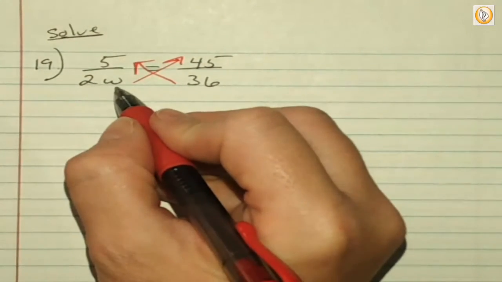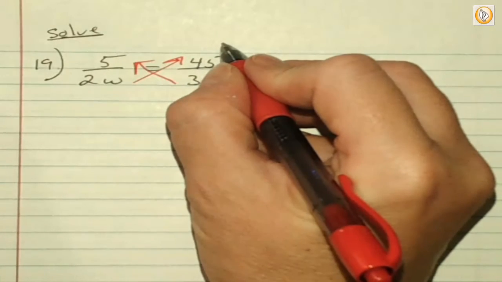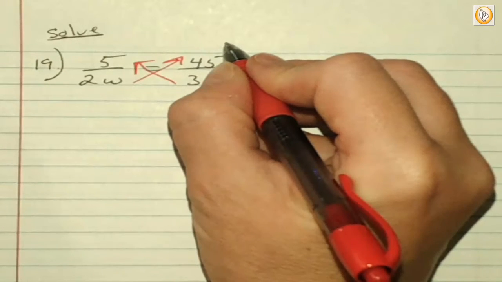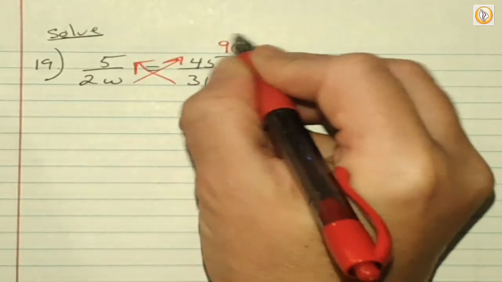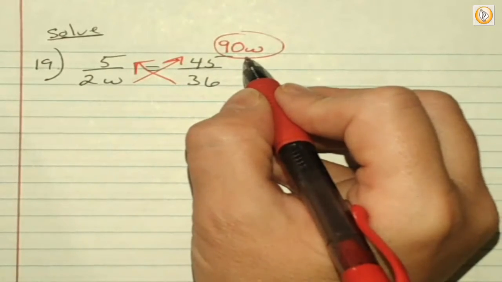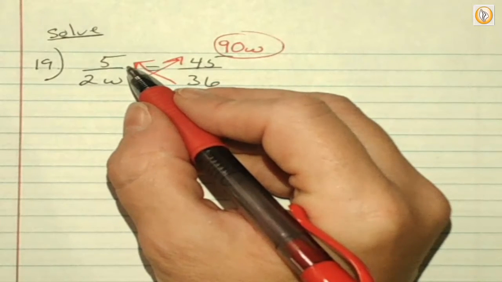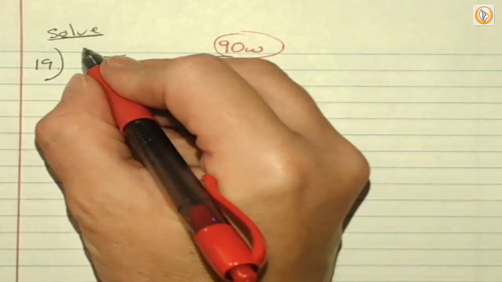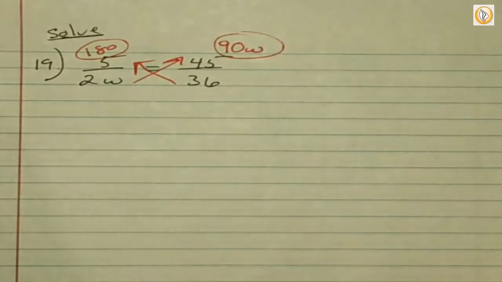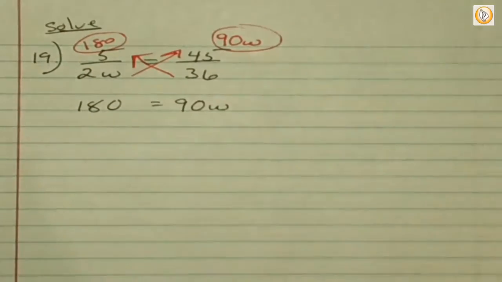Guys, this is 2w times 45. 2w times 45 is what? Raise your hand when you know. Aiden, is it 90w? That's right. It's 90w. Don't freak out because there's a letter in there. 2w times 45 is 90w. And then 36 times 5 is what, Whit? 180. Yep. So then I have 180 equals 90w.